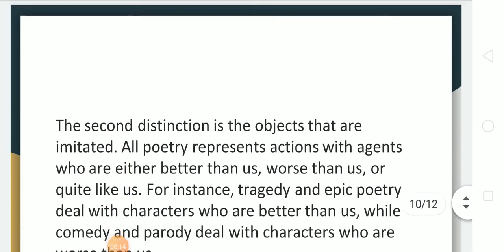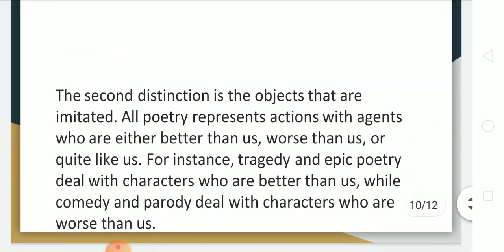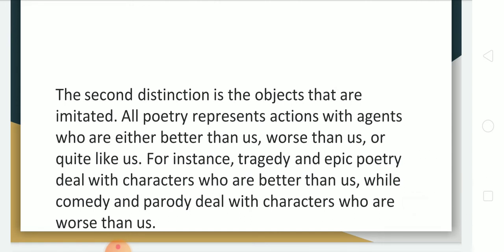Then he says the second distinction is the objects that are imitated. All poetry represents actions with agents who are either better than us, worse than us, or quite like us. So the second difference is what objects are imitated. What do we take for our imitation? What are the objects of our imitation? What are the persons in the background of our imitations?